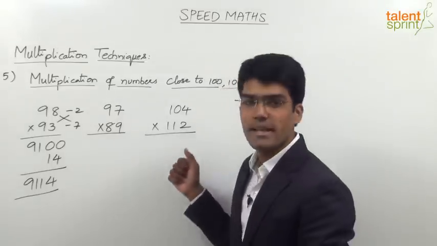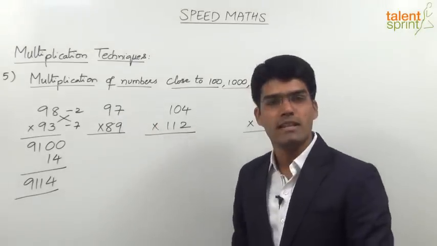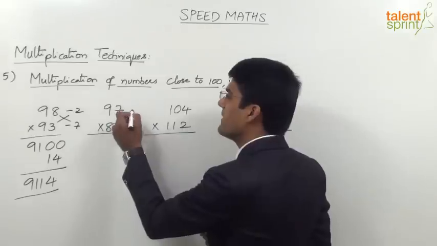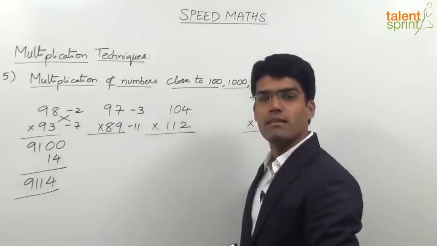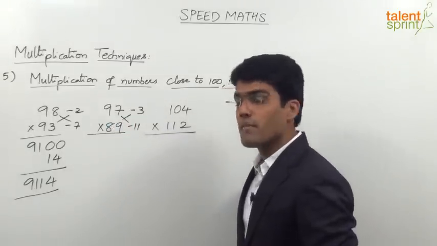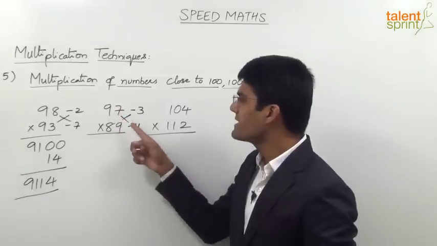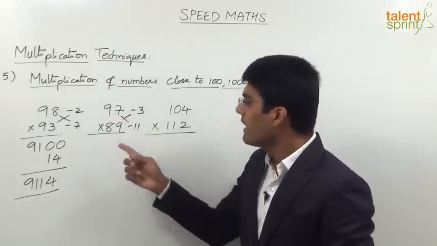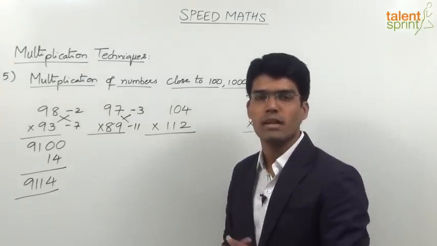Let us take few more examples to understand this. The next one here is 97 into 89. Now as you can see here, 97 is 100 minus 3 and 89 is 100 minus 11. So we can either take 97 minus 11 or 89 minus 3. Remember, both the results here will give us the same answer. For example, 97 minus 11 is 86 and 89 minus 3 is also 86. So we can take any one of them as per our convenience.